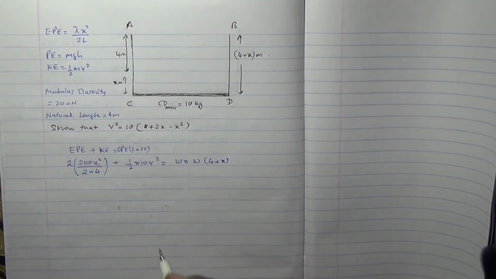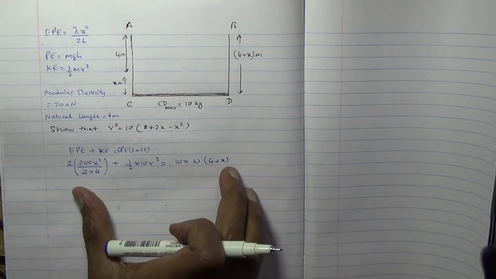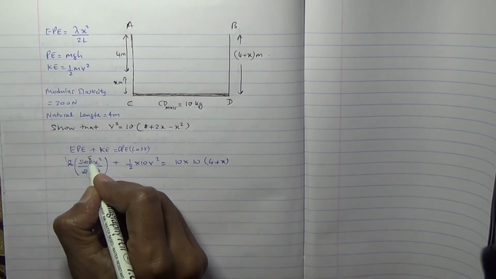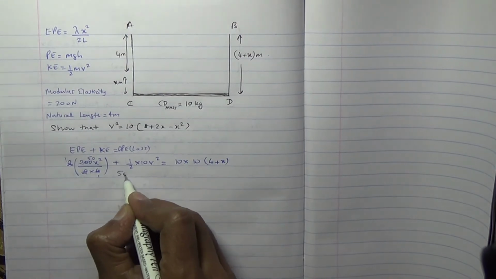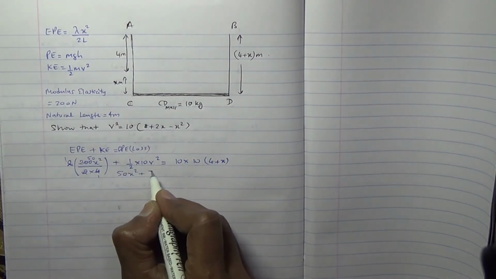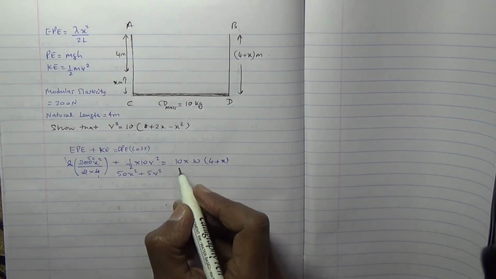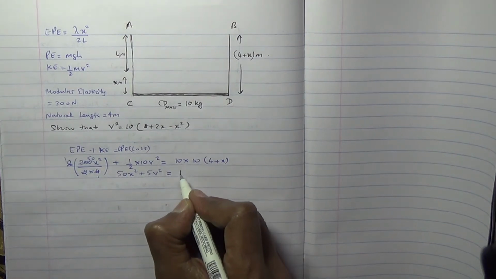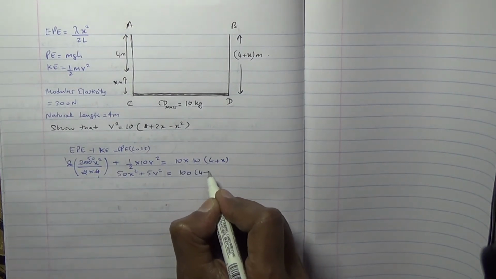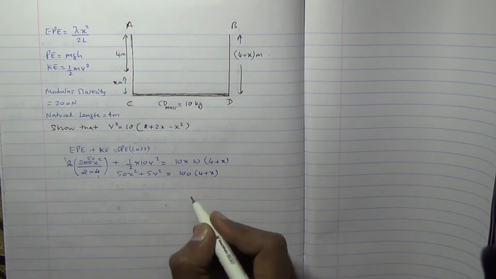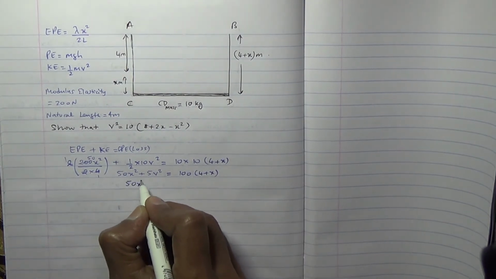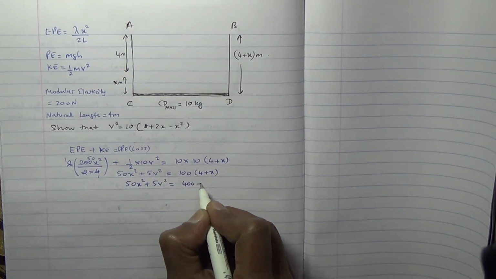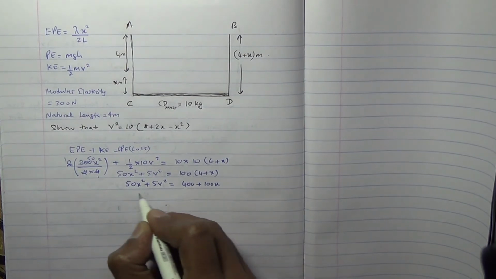Now we're going to solve that equation. We're going to try to simplify the equation to prove this. So 2 goes into 2, and this goes in here, 50, I've got 50x squared plus 5v squared, and that's going to give us 100 into 4 plus x. So going further, I've got 50x squared plus 5v squared is equal to 400 plus 100x.